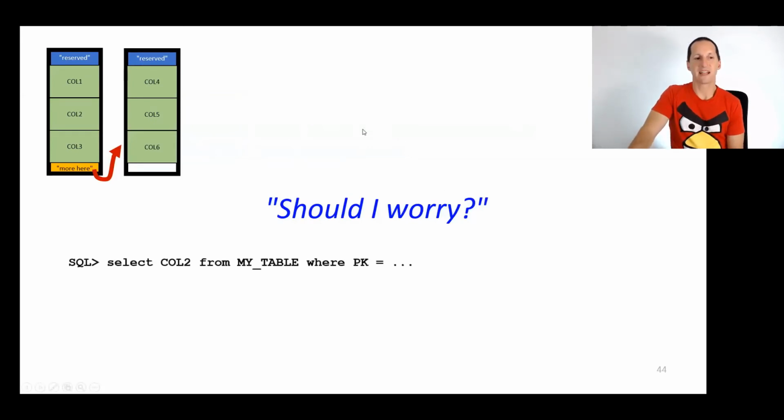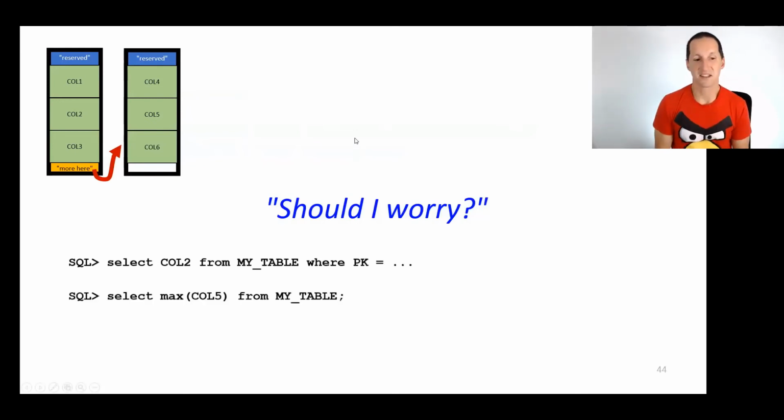What if I run a query like this? Select column 2 from my table where the primary key equals some value, so I'm going to do an indexed lookup. There's no drama with that. Column 2 is in the first block. There's no extra work there. I simply go to that first block via the index row ID and voila, column 2's value is there. I'm good to go. There is no issue with that chained row in that particular circumstance.